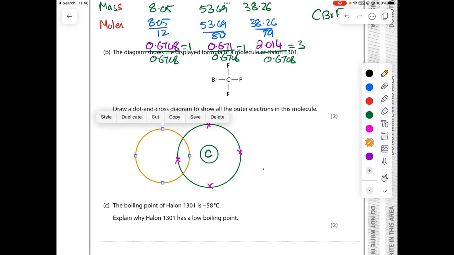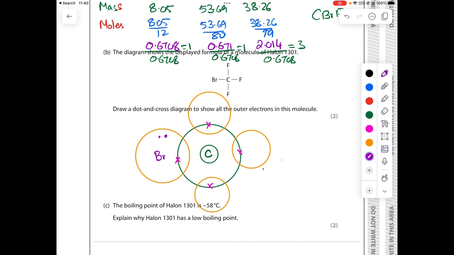attach, and one fluorine, another fluorine, and the third fluorine. So this is bromine, 1, 2, 3, 4, 5, 6, 7, and the next one is fluorine, 1, 2, 3, 4, 5, 6, 7, another fluorine, 1, 2, 3, 4, 5, 6, 7, and the other fluorine, 1, 2, 3, 4, 5, 6, 7.